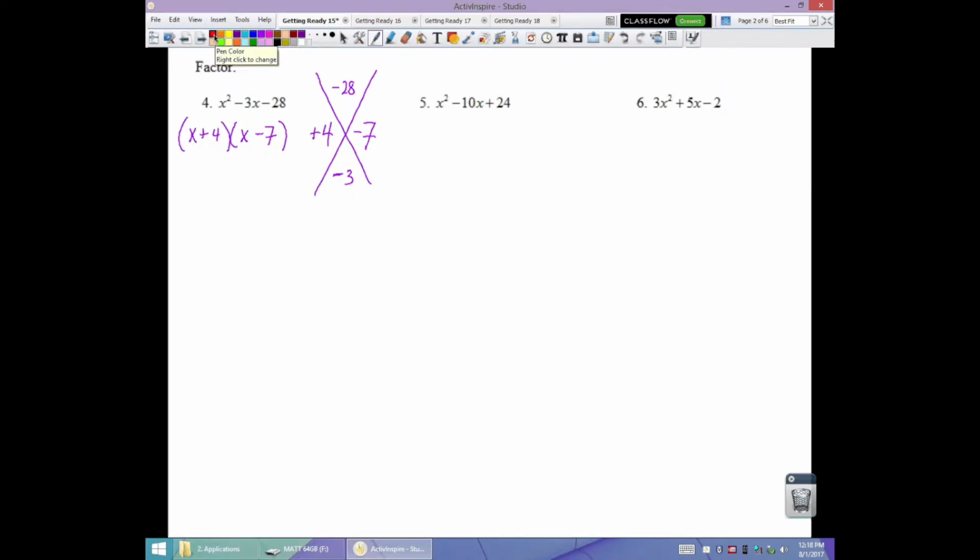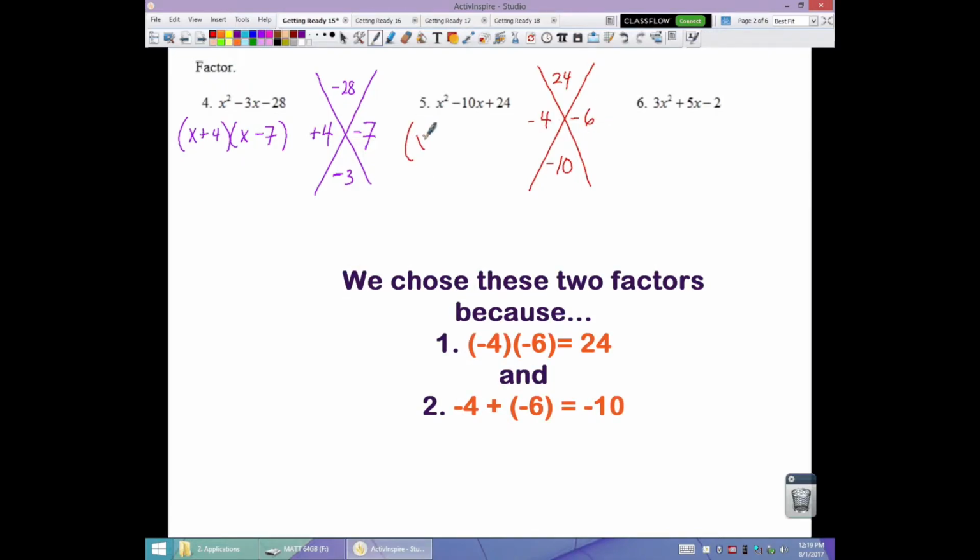Number 5, no GCF. We have a product, we're looking for 24. It's positive, so these signs will be the same. Since the desired sum is negative 10, that tells me both of these factors have to be negative. What factors of 24 add up to 10? That would be 4 and 6. So x minus 4, x minus 6.